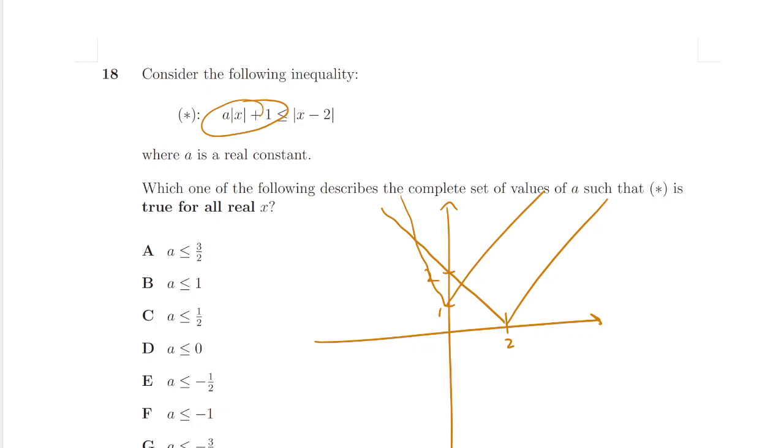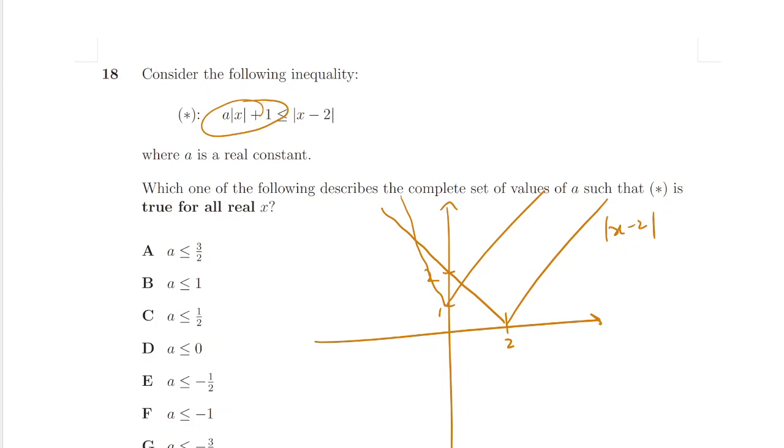Okay, so what do I need? I need this to be less than or equal to the x minus 2 guy, right? This is the x minus 2 guy. Okay, so from my drawing, it's clear that a has to be negative, first of all, right? If a is positive, there's no way that you're always under the x minus 2, right?